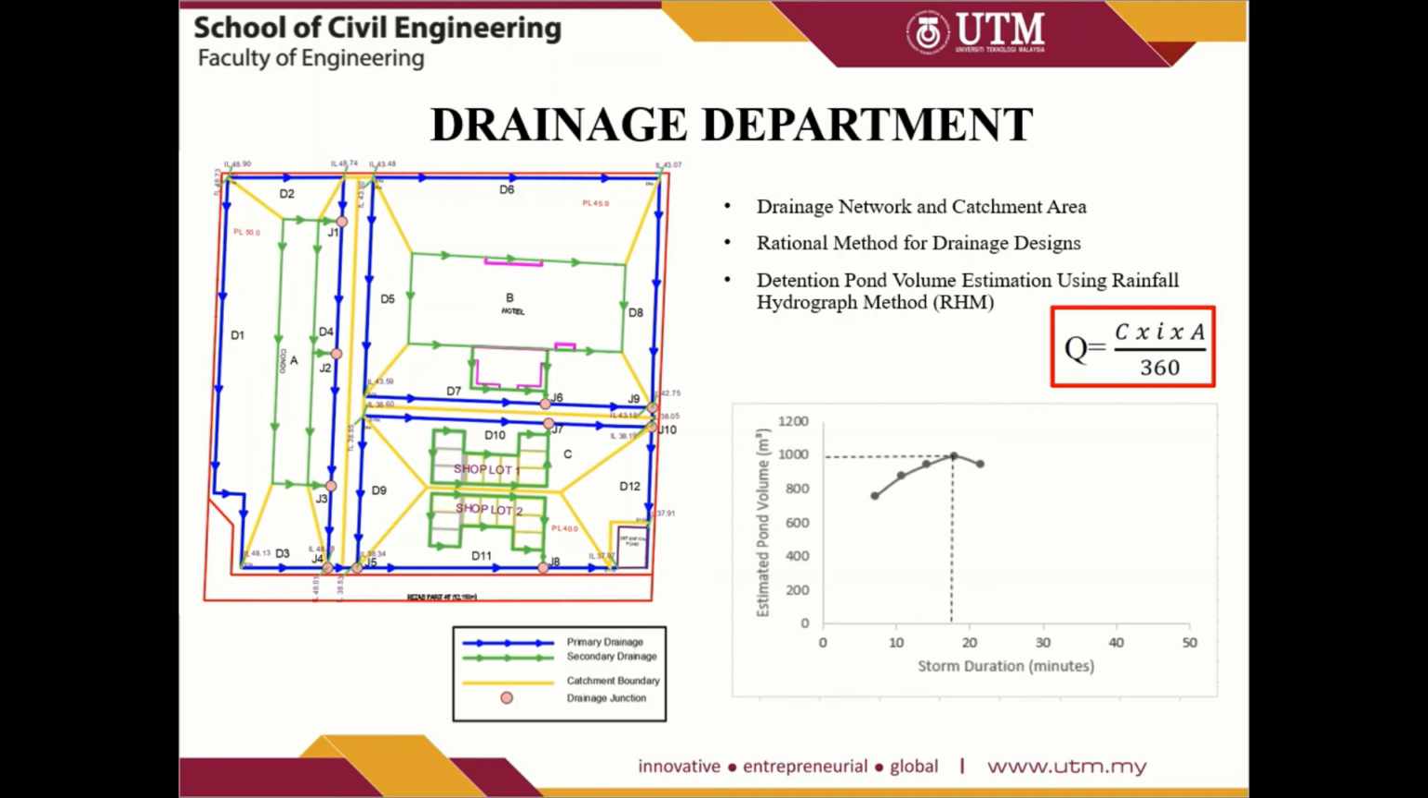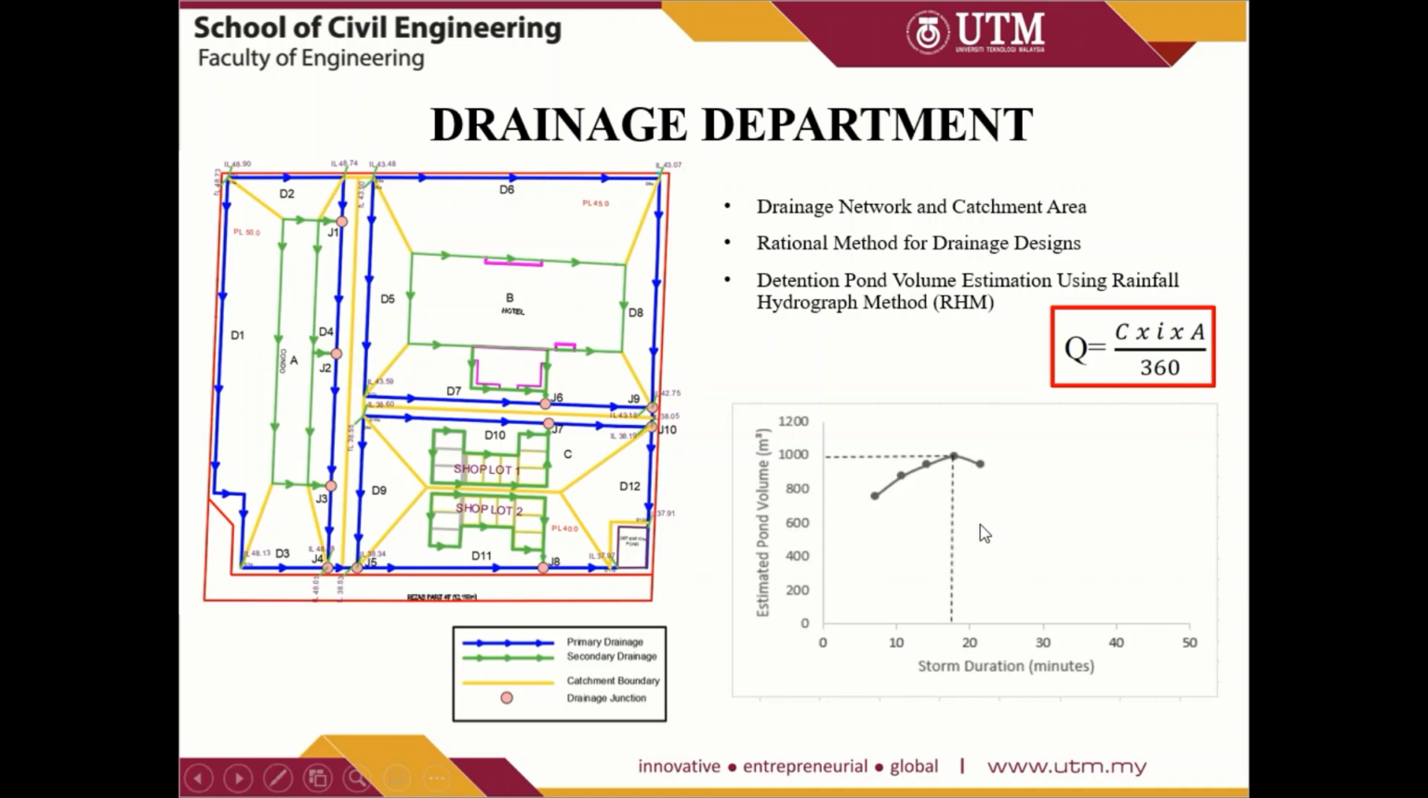While for the detention pond volume estimation, we need to find the pond outflow limit, pre-development discharge, post-development discharge, and preliminary estimation of the required pond volume. So as we can see from the figure on the left, the blue one is the primary drainage, the green one is the secondary drainage, the yellow color is the catchment boundary that we have decided, and the circle here is the drainage junction for different parts.